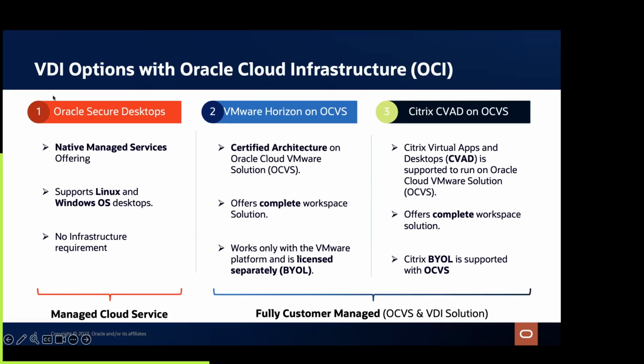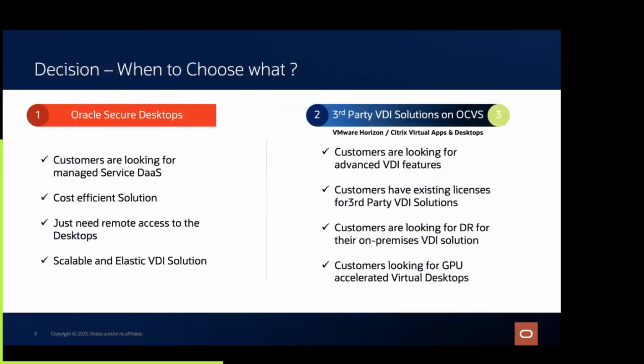Now let's focus on option number 1, which is Oracle Secure Desktop, our native managed services offering. It's available in OCI as one of the services under the compute umbrella, which allows you to deploy a Windows and Linux VDI infrastructure. The best part is that you don't need to maintain the underlying infrastructure in order to build the VDI solution, and that's where it gives you the advantages of a managed services solution for OCI Secure Desktop, or VDI in general.